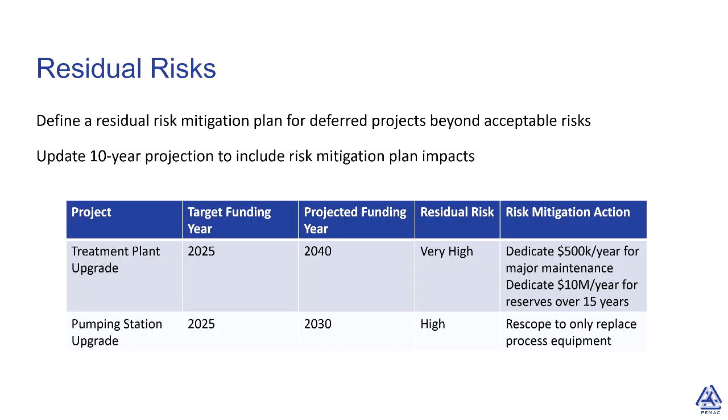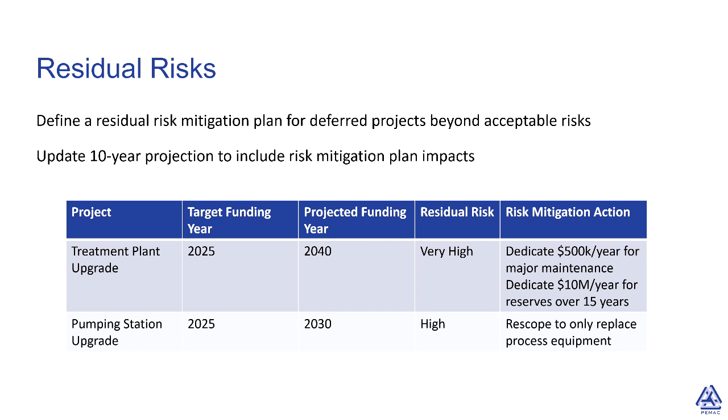For these kind of projects, then we do a residual risk exercise. So for example, if we have a treatment plant upgrade that we want to do next year, it might cost $150 million. We get $40 million each year. It's impossible to do next year. With this kind of plan, we can slot it out 15 years, and we can start looking at mitigation actions.